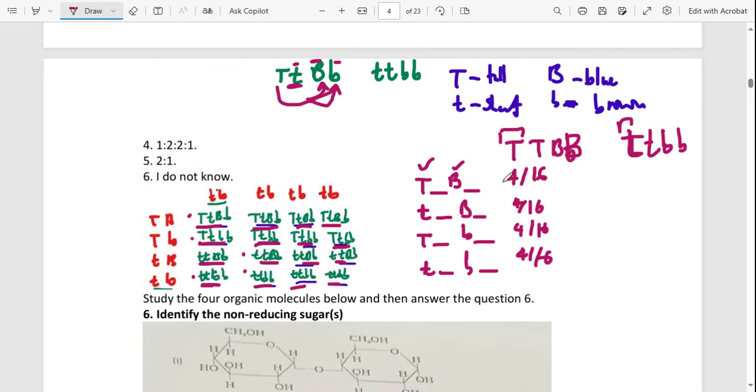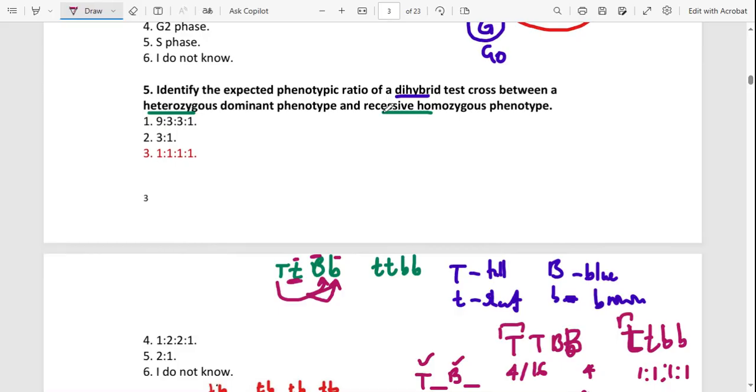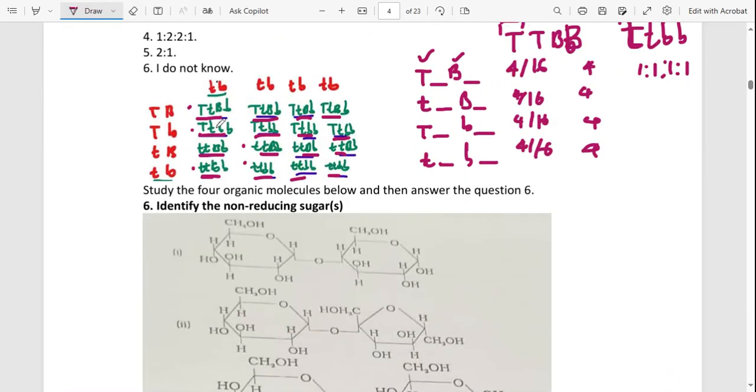So you can see the ratio is 4 out of 16, 4 out of 16. We can say this is 4 to 4 to 4 to 4. And if you write this as a ratio, that will be 1 to 1 to 1 to 1. So this is what you need to know about a cross between a recessive phenotype and a heterozygous dominant.